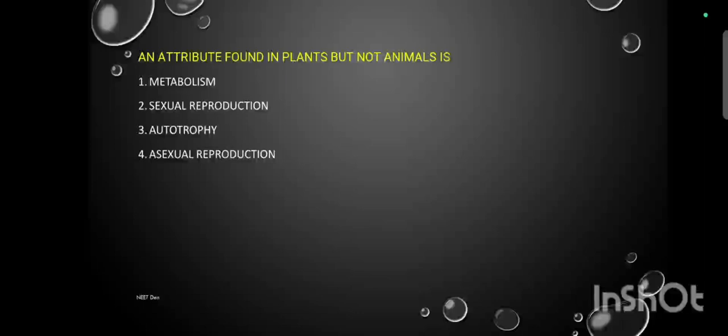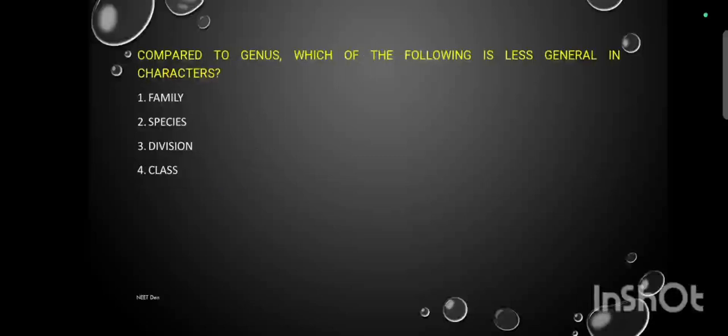Question: an attribute found in plants but not in animals is 1. Metabolism, option 2. Sexual reproduction, option 3. Autotrophy, option 4. Asexual reproduction. So the answer here is 3. Autotrophy. Question: compared to genus, which of the following is less general in characters? Option 1. Family, option 2. Species, option 3. Division, option 4. Class. So the answer here is option 2. Species. Remember, we are talking about a generalized presence of the organisms in a particular category. So as compared to genus, species has less generalized presence of organisms.